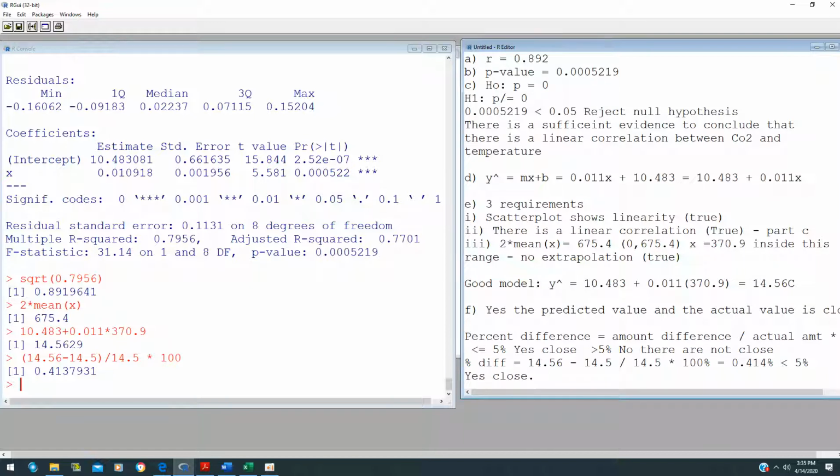Okay. So this is another way for you to figure out part F, to answer yes or no: you do have to find the percent difference. If it's less than or equal to 5%, then your answer is yes, otherwise it's no. And this is how you find your percent difference for this example.